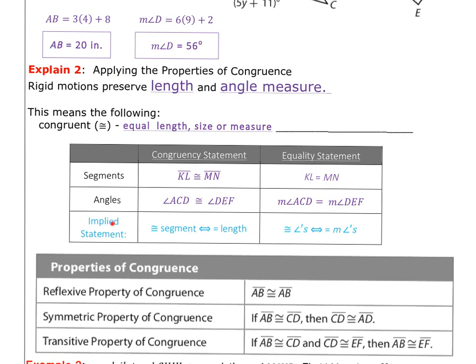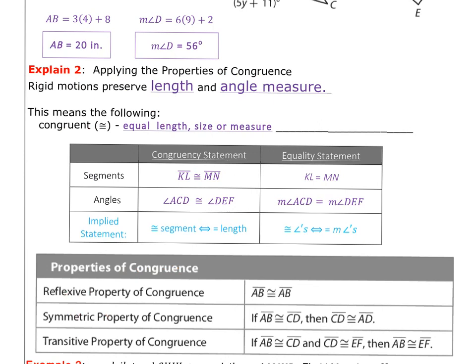In your proofs, your implied statements for this definition are such that congruent segments imply equal length, and vice versa. So the double arrow means I can read it backwards, and it's also true. And then congruent angles implies equal measure angles, and vice versa. Equal measure angles imply congruent angles. These are considered biconditional statements. The converse is true, and the conditional is true. That leads us to our properties of congruence that we can use in our proofs.